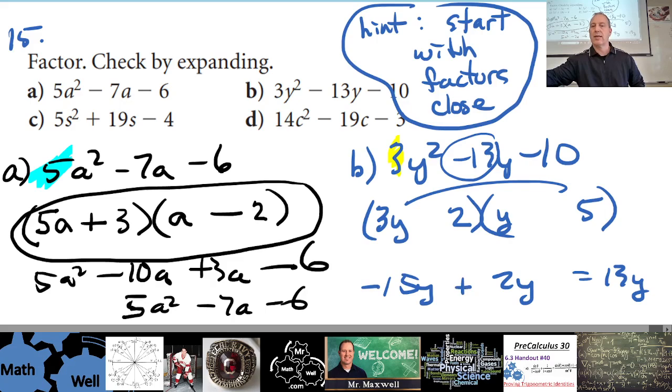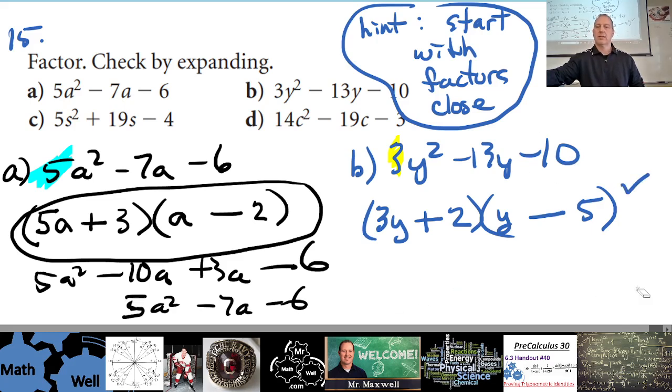So how can I arrange my signs in here to get a negative 15y? What do I put here? Negative. Very good. 3 times negative 5 is negative 15. And then a positive 2y, I put a positive there. You see that? So let's quick check. 3y squared, negative 15y plus 2y gives me negative 13y, yep. And then 2 times negative 5 gives me negative 10. Bada bing, bada boom. Done.